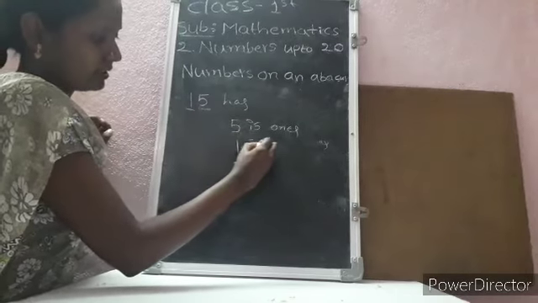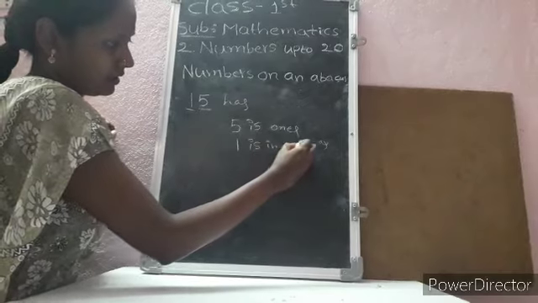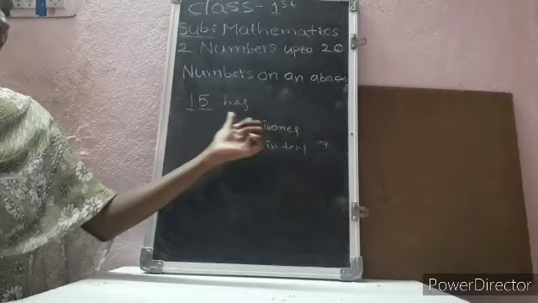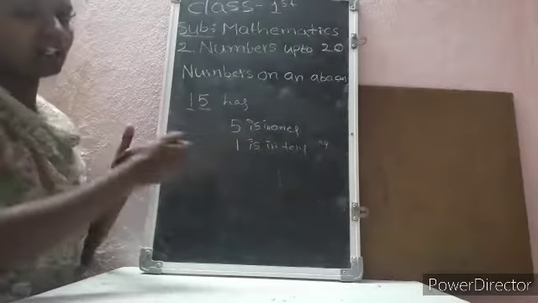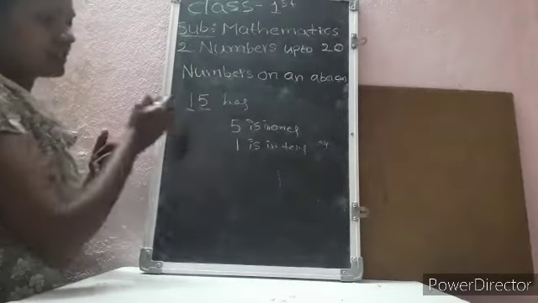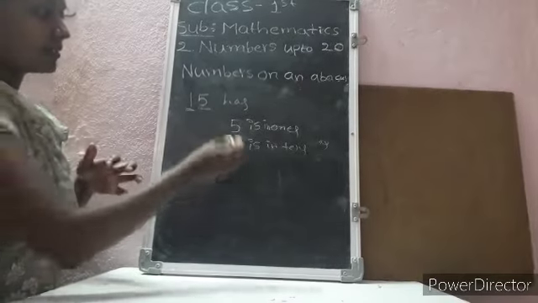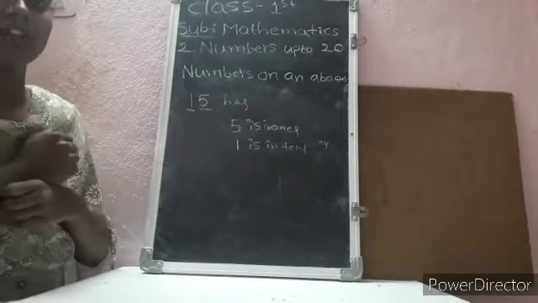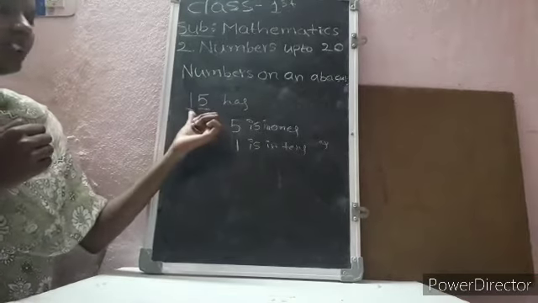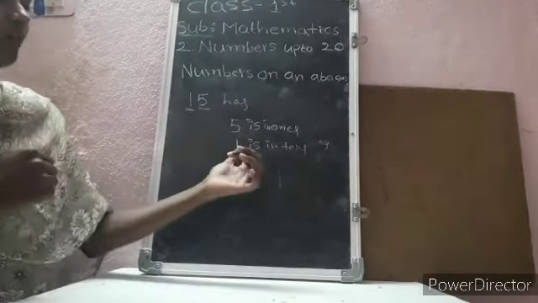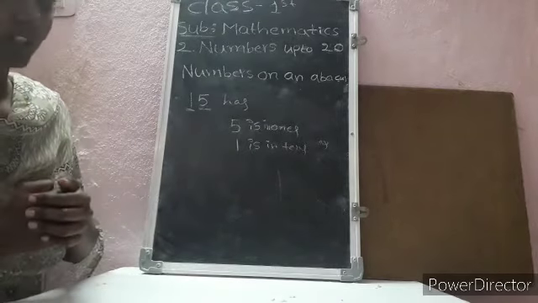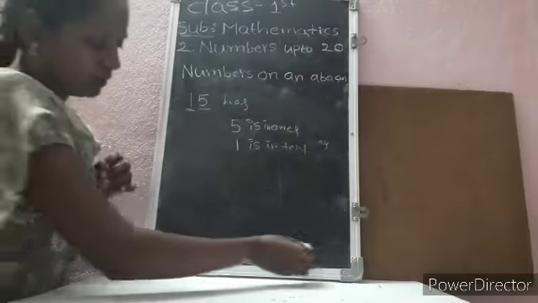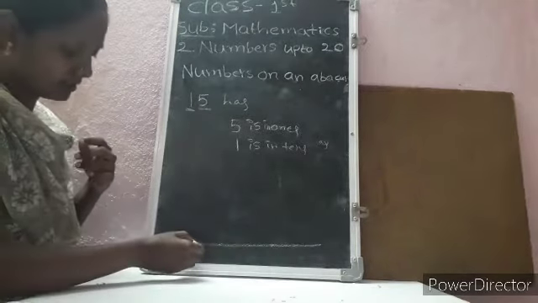1 is in tens place. So 5 is right side. So right side spike we call ones and left side spike is called tens. So 5 is in right side, so 5 is in ones place. And here 1 is left side, so 1 is in tens place. So now we draw the abacus for this number.